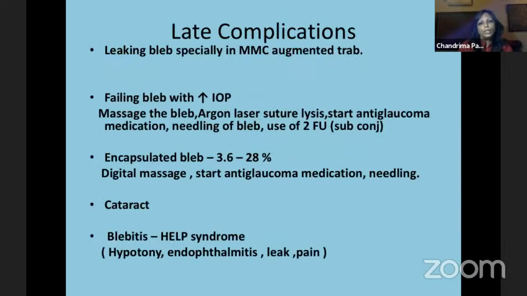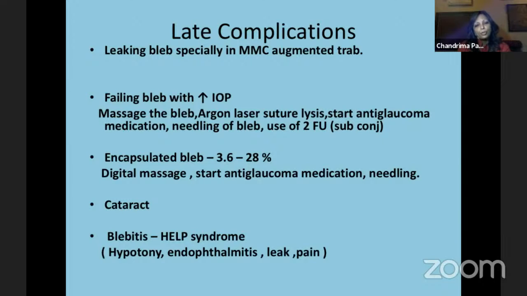The late complications are a leaking bleb, especially in MMC augmented trabeculectomy, and a failing bleb with raised intraocular pressure. You can massage the bleb, do argon laser suture lysis, start anti-glaucoma medications, and needle the bleb using 5-FU or mitomycin. For encapsulated blebs, digital massage, and you can start anti-glaucoma medications and needling.